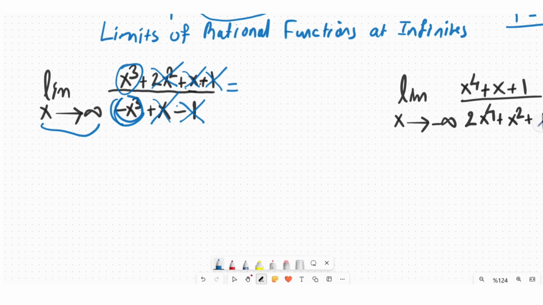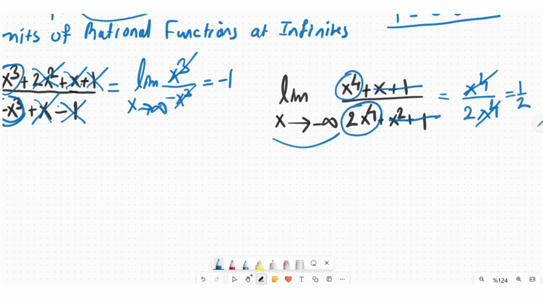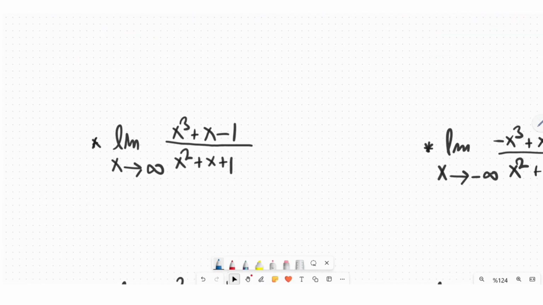That's why we can directly write this limit as x goes to infinity. We focus on the x cubed at the top, and the minus x cubed at the bottom. Before substituting x equal to infinity, we simplify this term, and the answer will be minus 1. Consider another example. Similarly, this leading term will be dominating, ignore these terms, and this term will be dominating, ignore these terms, and the answer will be given by the quotient of these leading terms, which is 1 over 2, as x goes to minus infinity.